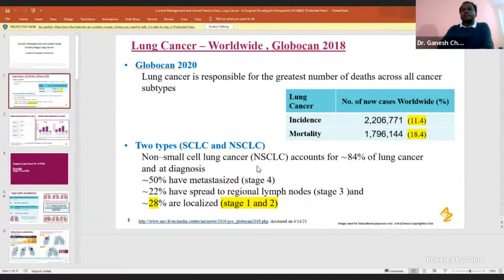In early stage, actually, one-fourth to one-third of cases we see are early stages. Usually in India, we see mainly locally advanced and metastatic disease, and up to 22 to 25% of cases we see are locally advanced disease.